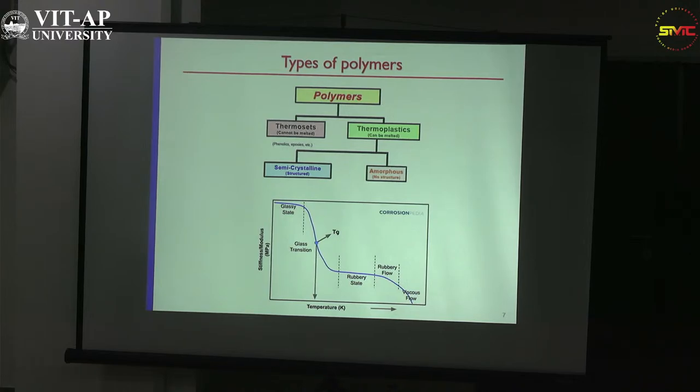Now I will tell you one thing. Thermosets can't be 3D printed. Only thermoplastics can be 3D printed. So whatever materials you are using, PLA, ABS, polypropylene, polyethylene, everything, all are thermoplastic polymers only, right? Now for thermoplastic polymers, we have to understand one very, very important aspect here. If you observe this graph, on the y-axis we have the stiffness of the material, on the x-axis we have the temperature.